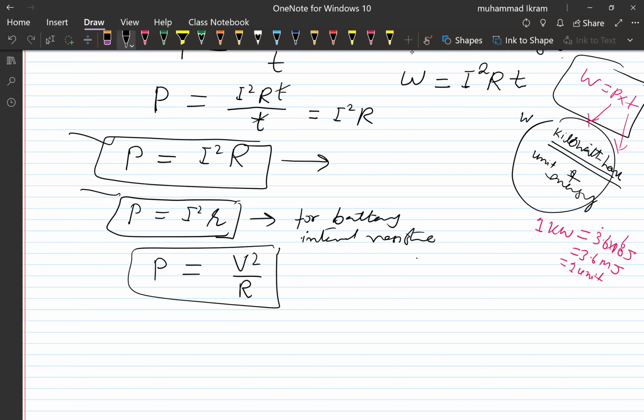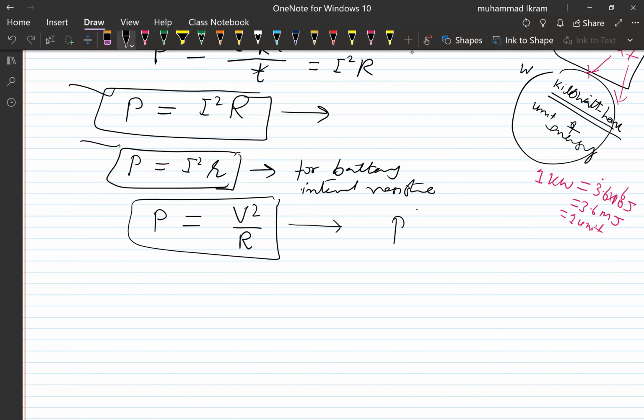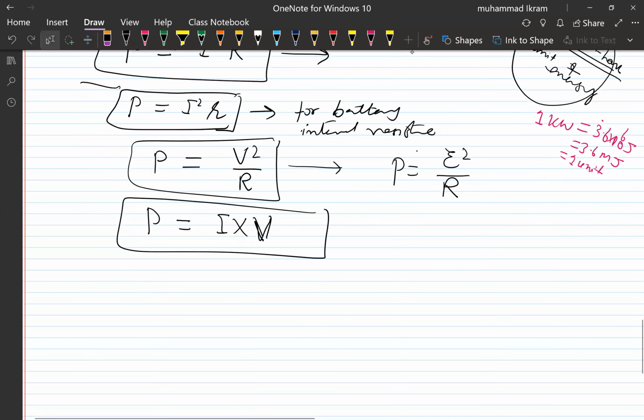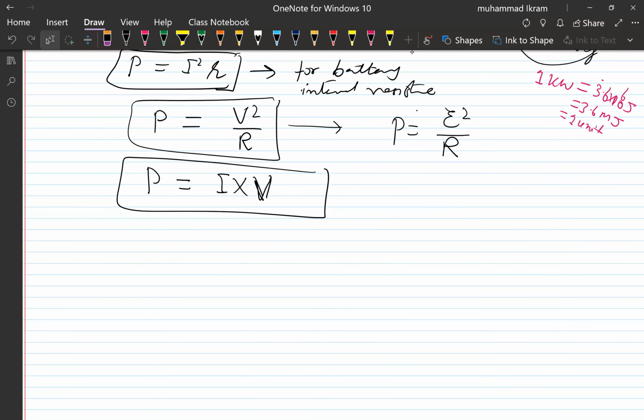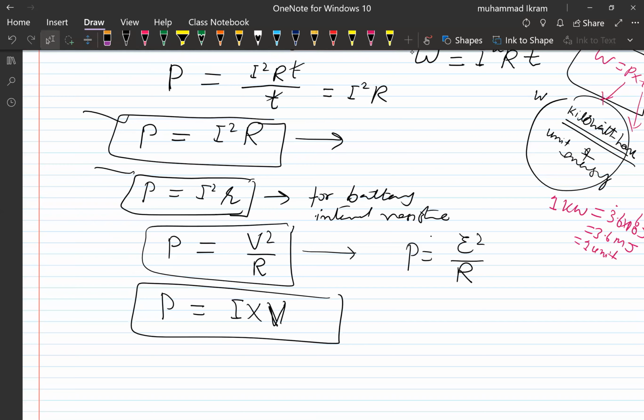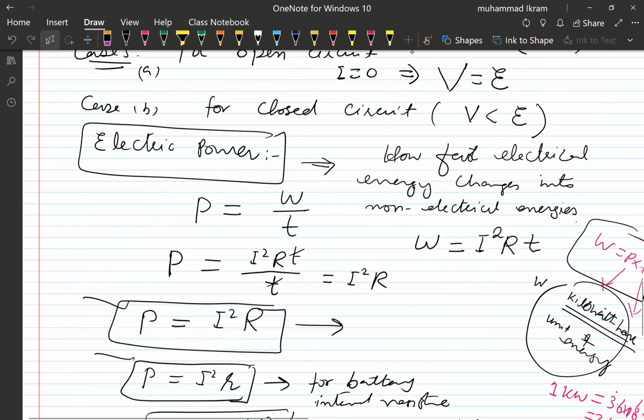This is the power across the terminal resistance, right? And similarly, for the power of the battery, we can have this also, clear? Similarly, we can write the power as I into V. This is usually used to calculate the internal power of the battery. I don't want to discuss this because you have already learned it in class 10, but these are the simple formulas which you can use further.